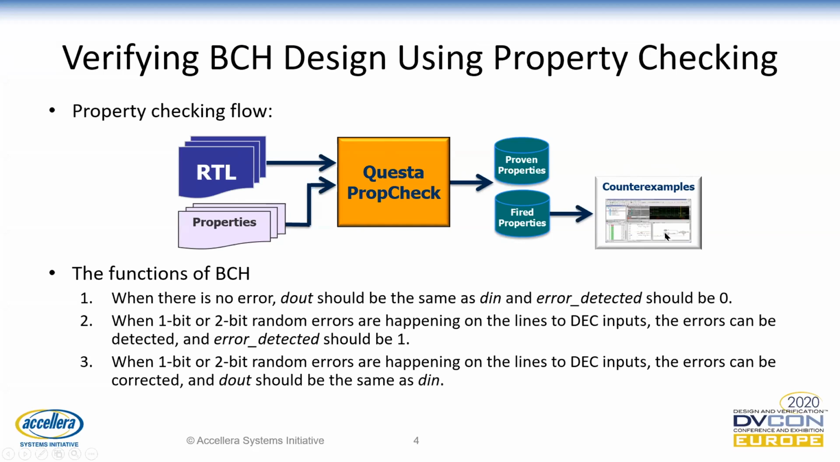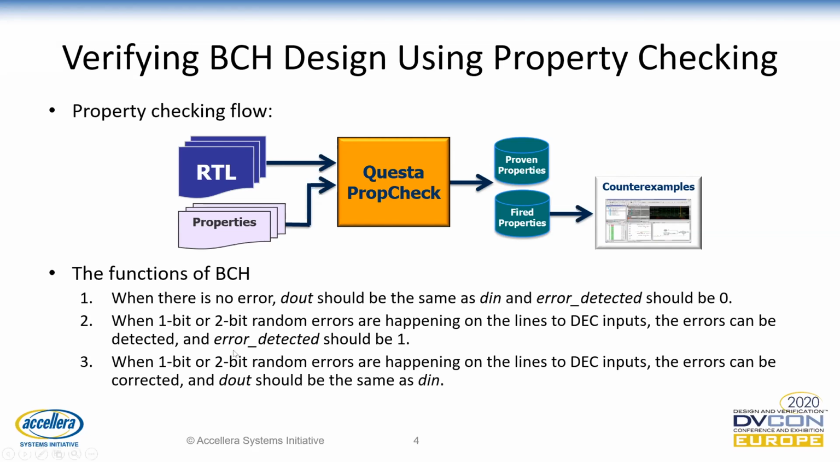in the wave view. For verifying the BCH design, we have to list all the functions of the BCH design first, then translate them to executable properties. The first function: when there is no error, dout should be the same as din, and error detected should be 0. The second function: when 1-bit or 2-bit random errors are happening on the lines to the decoder inputs, the errors can be detected, and the error detected output should be 1.